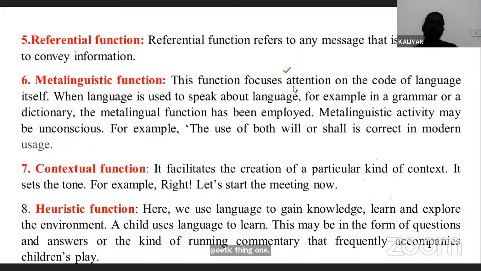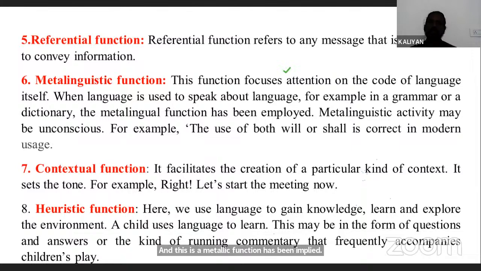And the referential function refers to any message that is constructed to convey information. And the metalinguistic function means focusing attention on the code of language. So when language is used to speak about language, such as grammar or a dictionary, the metalingual function has been employed. Metalinguistic activity may be unconscious.